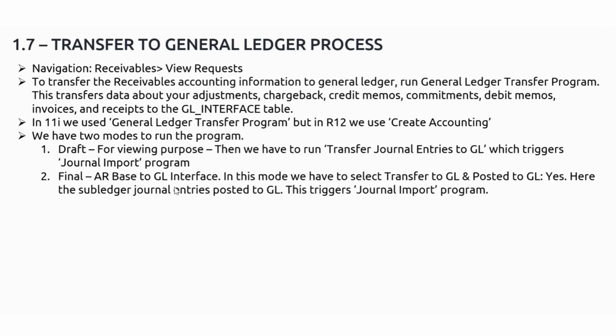Final posts data to the GL interface, and here it will post to GL. So basically journal import, posting, and transfer to GL, all these three steps will be included based on your parameters. Okay, if you don't want to post it, you can just select the option posting no.